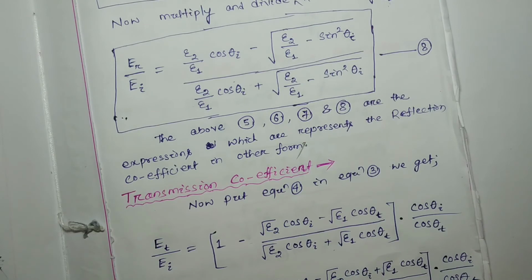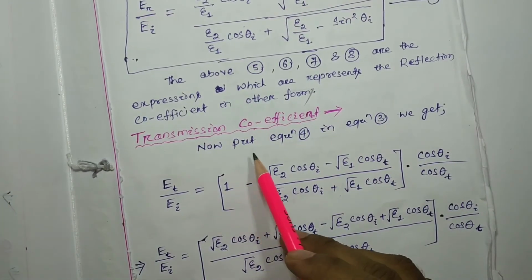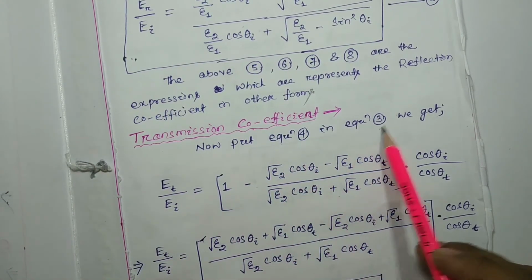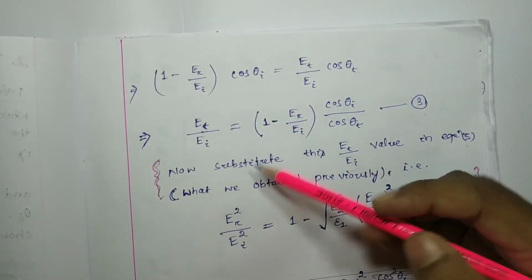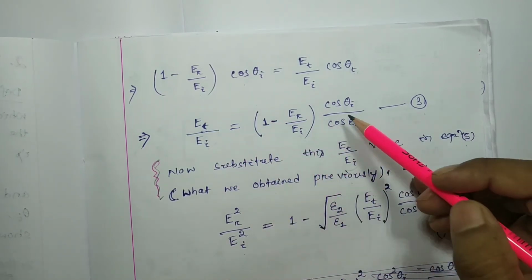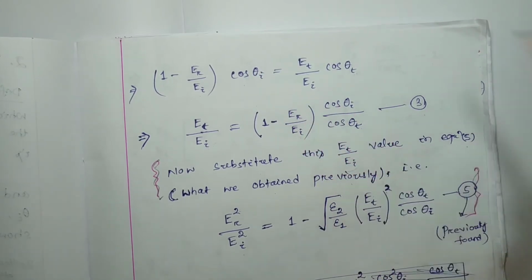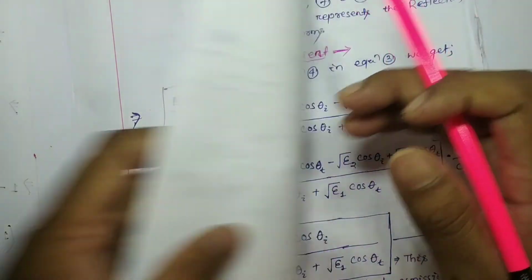Okay, now the transmission coefficient. What will the transmission coefficient be? We know that Et by Ei. Now we just have to put equation number 4 in equation number 3. Equation number 3 represents the transmission coefficient Et by Ei. So in 3 we have Et by Ei equal to 1 minus Er by Ei cos theta I by cos theta t. Here Er by Ei is going to be substituted by equation number 4.